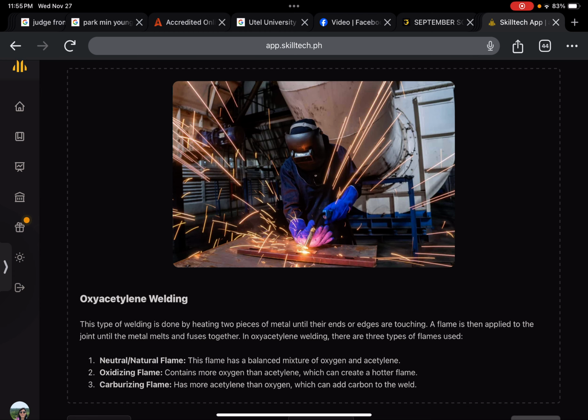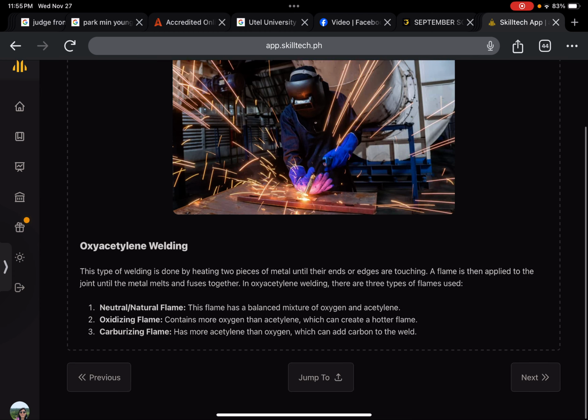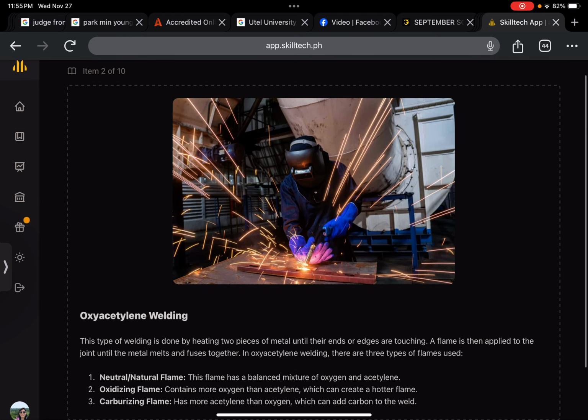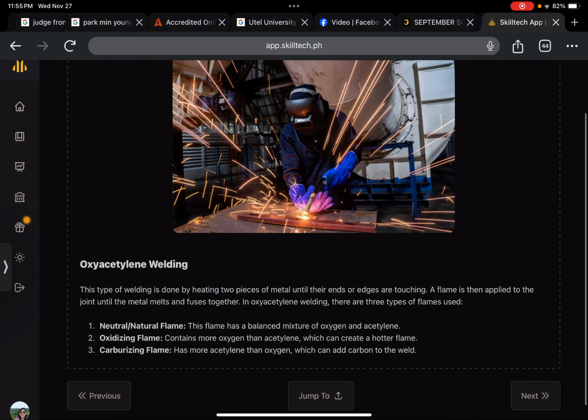Oxyacetylene welding has three types of flame. We have the neutral, oxidizing, and carburizing. So the neutral is a balanced mixture of oxygen and acetylene. The oxidizing contains more oxygen than acetylene, so hotter flames. Carburizing has more acetylene than oxygen, so that's pretty easy. So oxyacetylene, we have the neutral, oxidizing, and the carburizing.